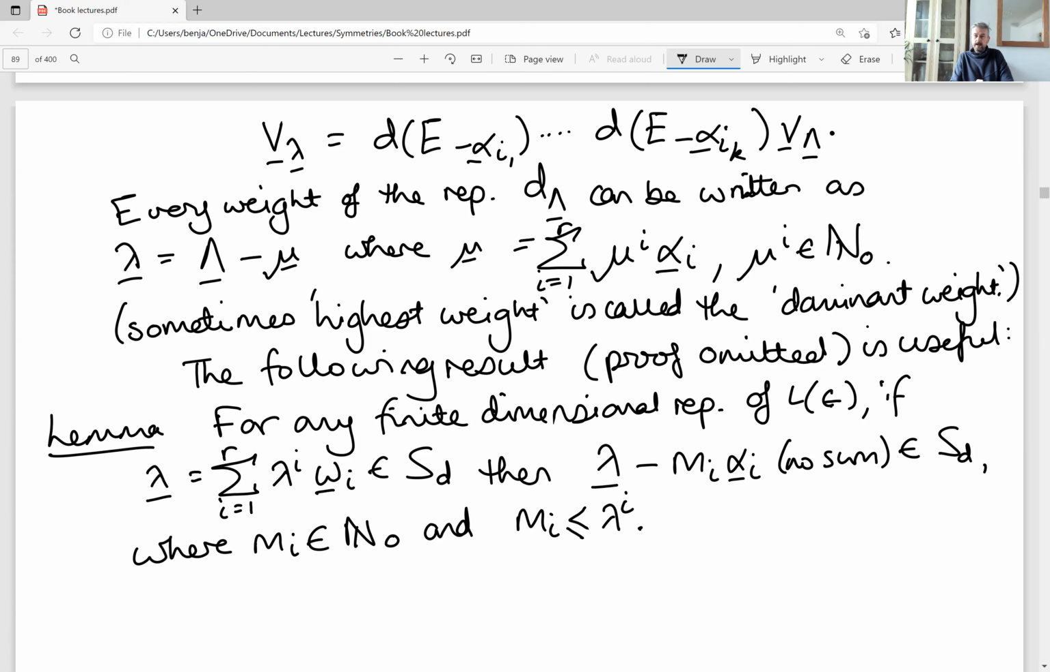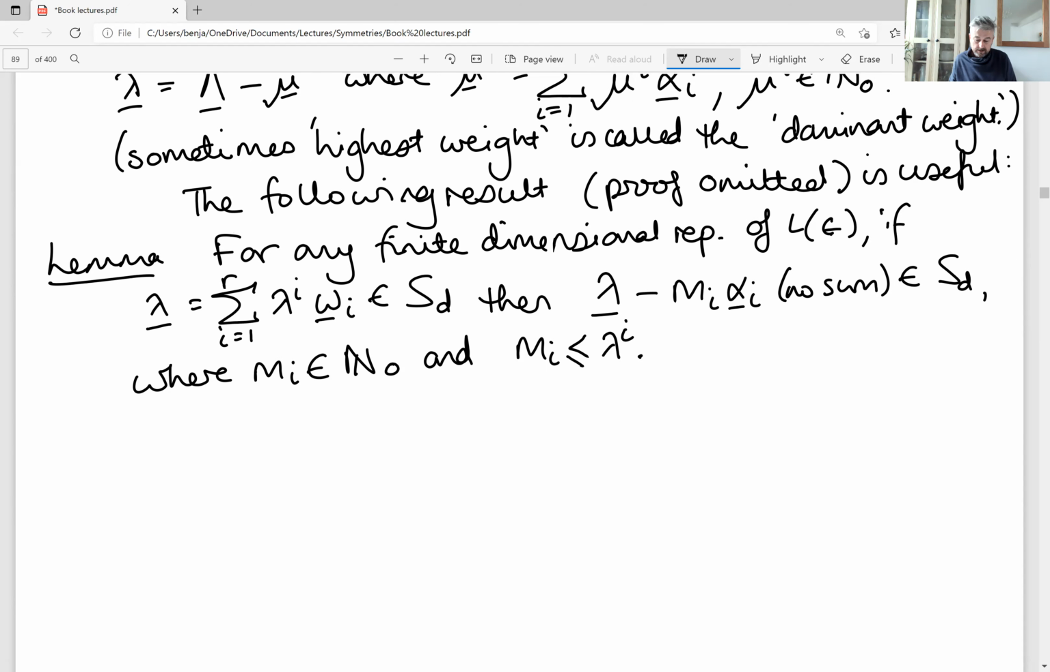Okay, so this lemma is going to help us construct some representations. In fact, we're going to go back to the algebra of SU(3) and watch this lemma in action.